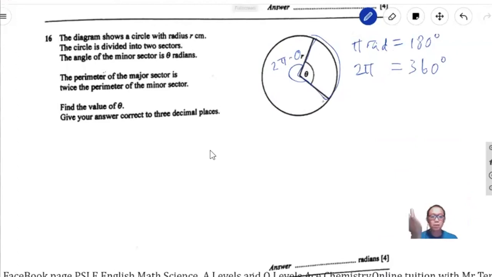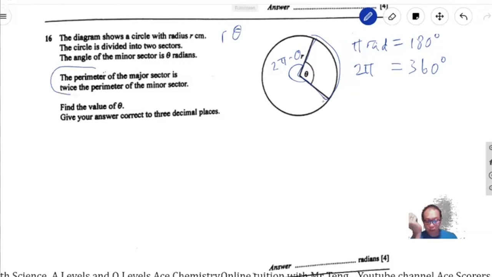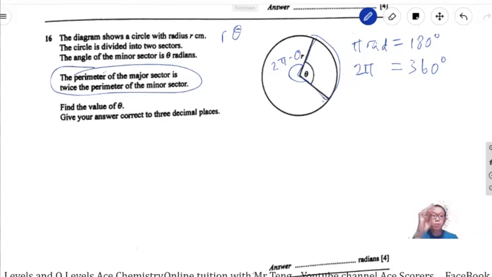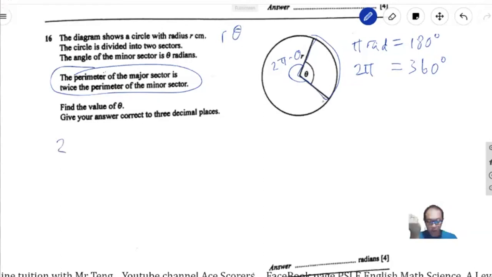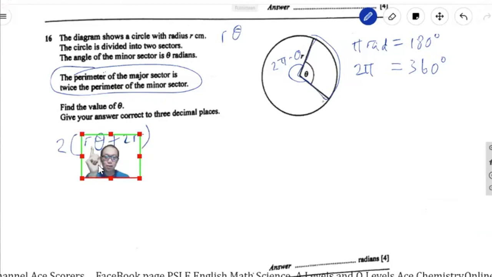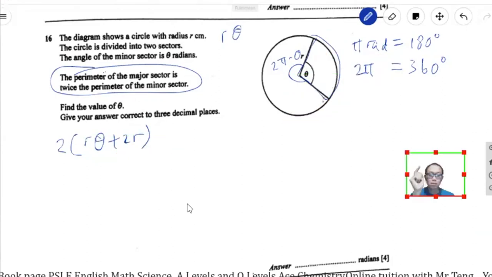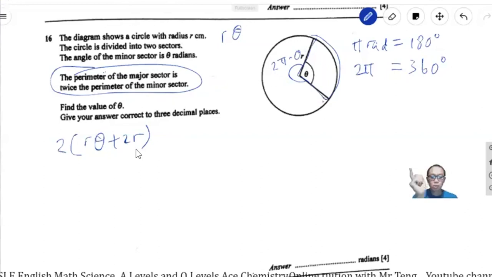So what is the usefulness of that? Because we know arc length equals r theta, and they give us that the perimeter of the major is twice the perimeter of the minor. So we take r theta times 2, plus 2r. This is the minor sector. R theta is this curve, 2r is this one plus this one. So twice the small one is equal to one times the big one.